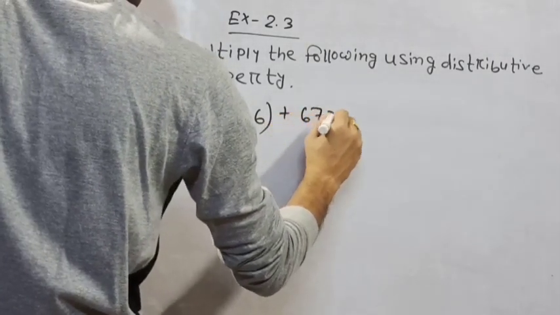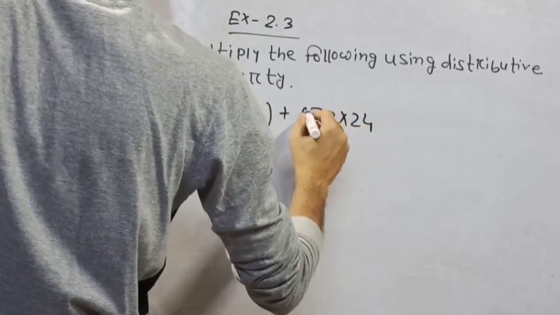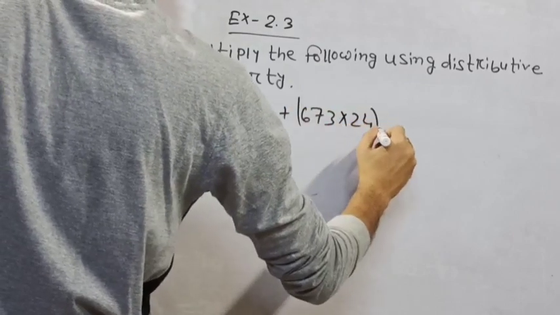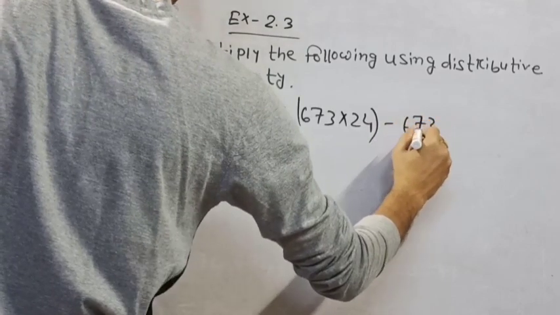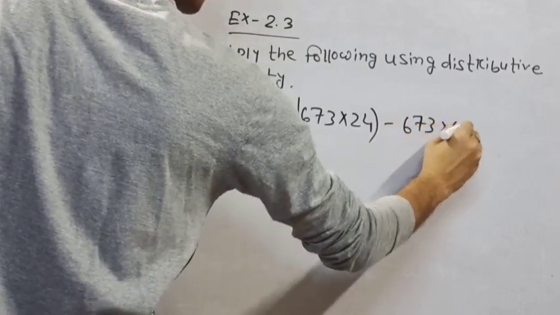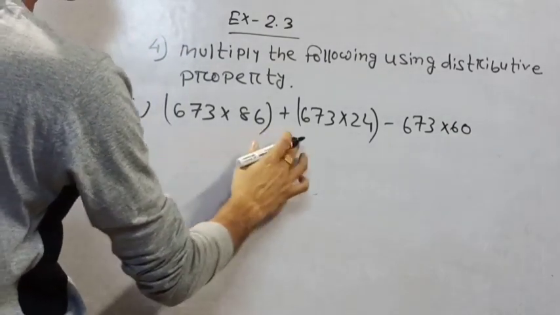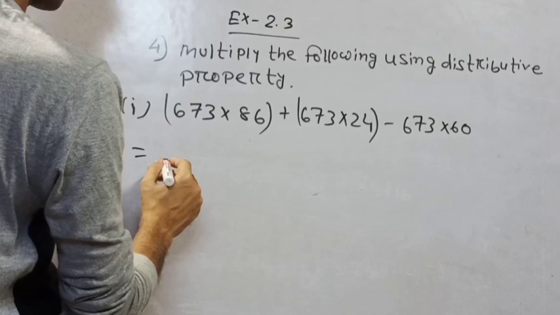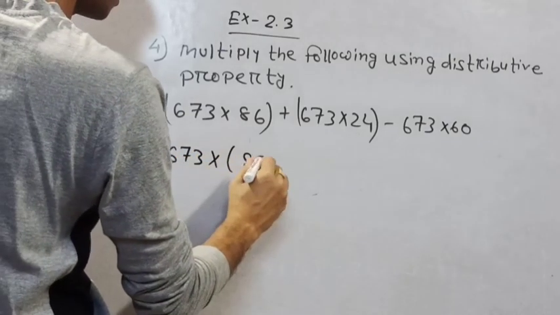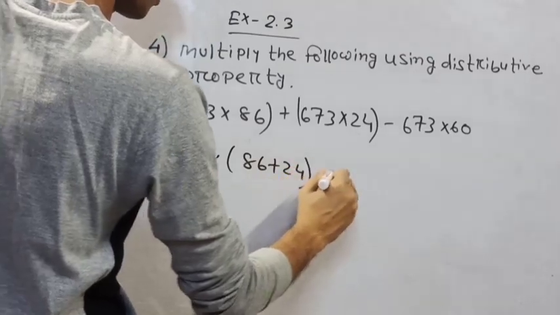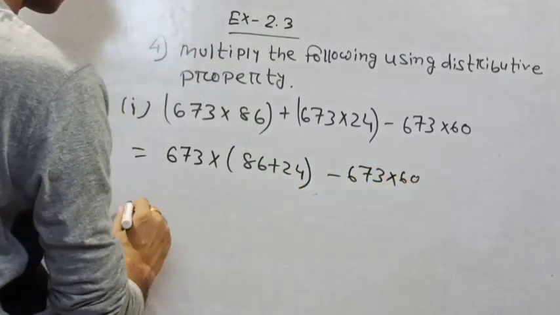Plus 673 into 24, into 673 into 60. So here you can see A into B plus A into C. So 673 into 86 plus 24, then minus 673, and keep aside.